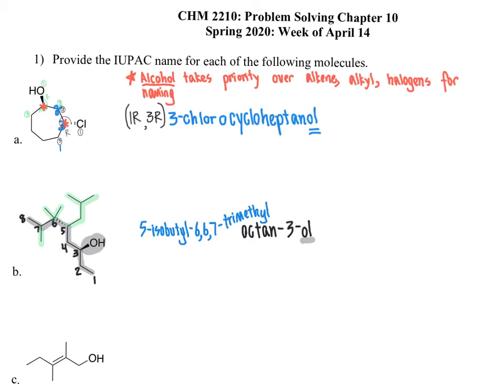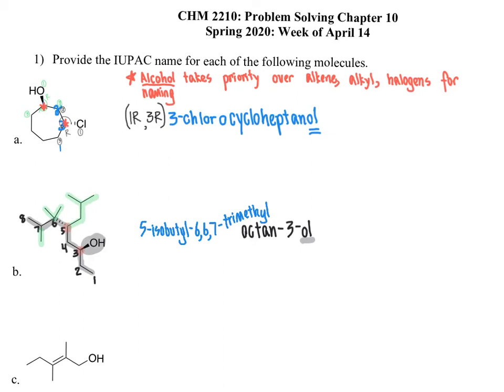So we need to specify the configuration, and I see here in this molecule 2 stereocenters where we can provide the configuration: at position 3 that I've highlighted in pink and at position 5. So we'll go in and assign the configuration of those 2 stereocenters.